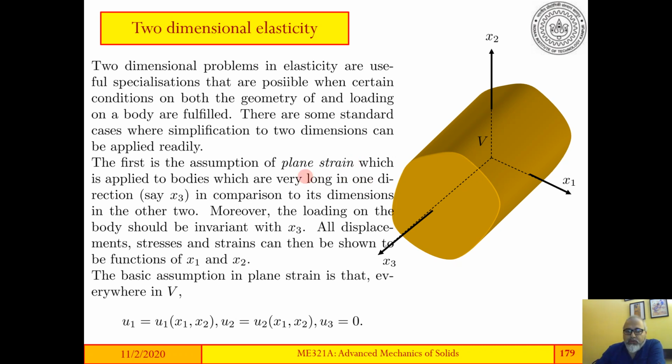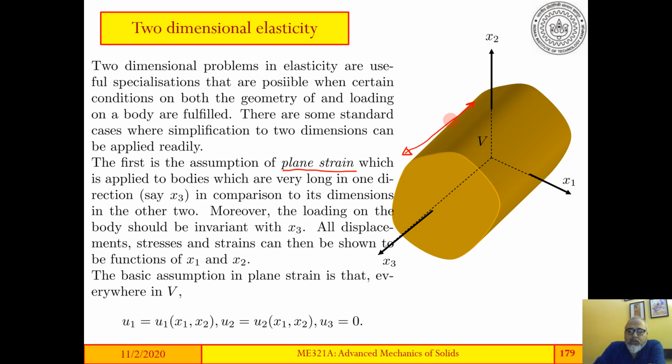The first one we are going to discuss is known as a plane strain assumption, which is applied to a body which is geometrically very long in one direction. So we have taken that direction to be x3, it can be any other. So it's very long in this direction compared to its dimensions in the x1, x2 plane. So compared to the cross-sectional dimensions, the length dimension in the x3 direction is very, very large.